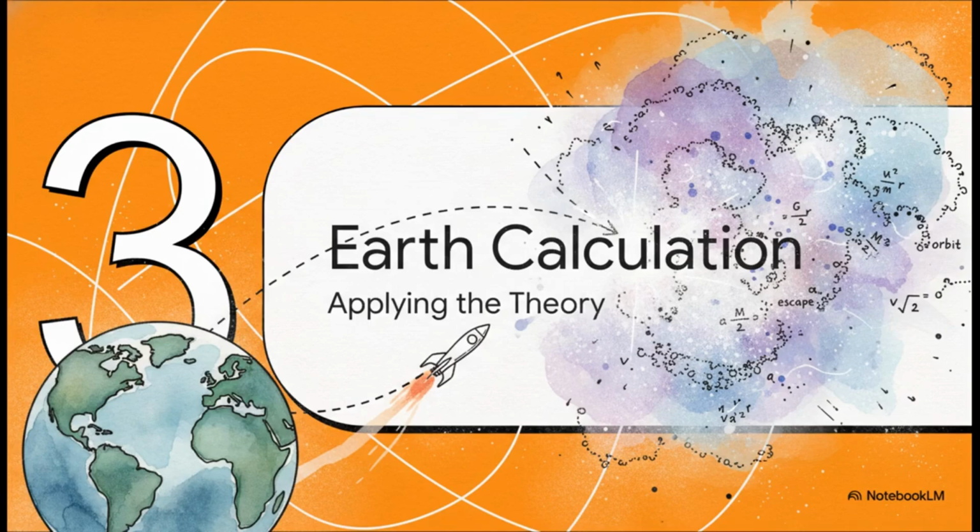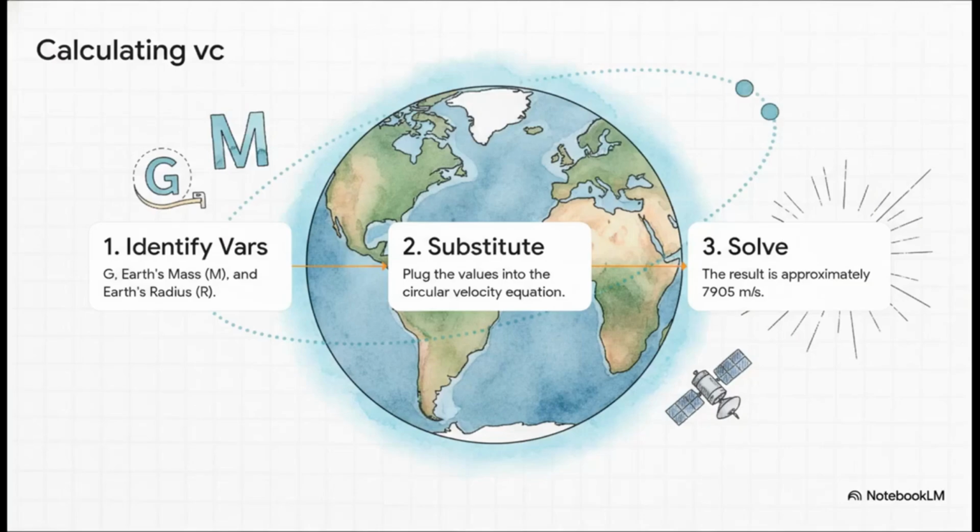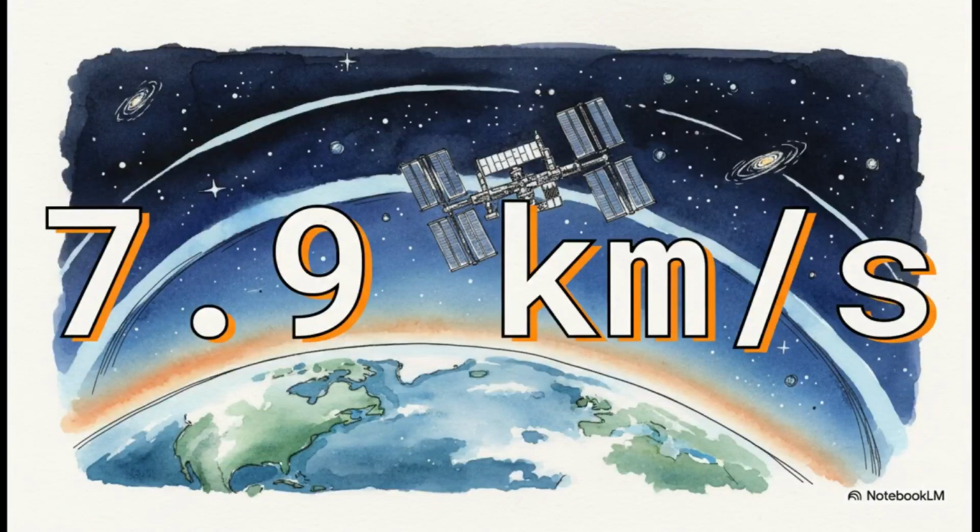Let us now ground these abstract equations by performing a calculation for our home planet Earth. This will be a practical application of the theory. By substituting the known values for Earth's mass and radius, along with the gravitational constant, into our equation, we can solve for the first cosmic velocity. The calculation yields a result of approximately 7,905 meters per second. So the first cosmic velocity for Earth is approximately 7.9 kilometers per second.